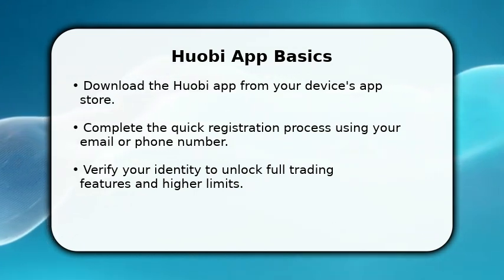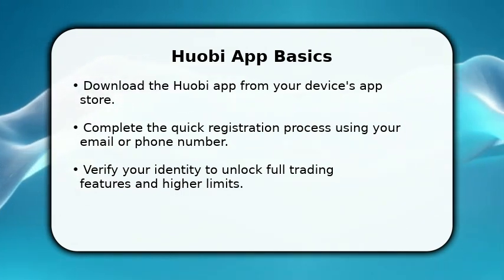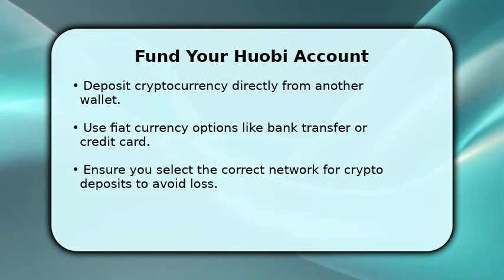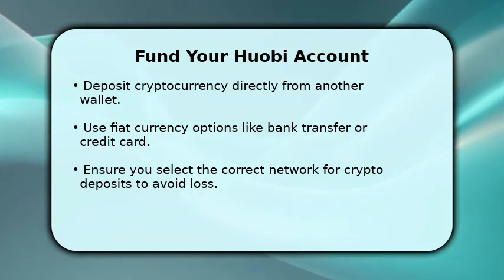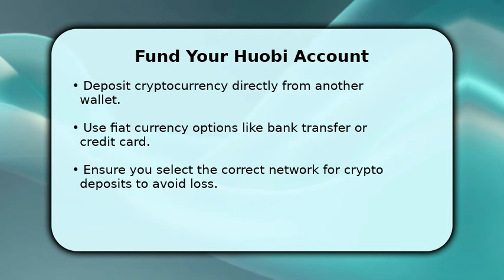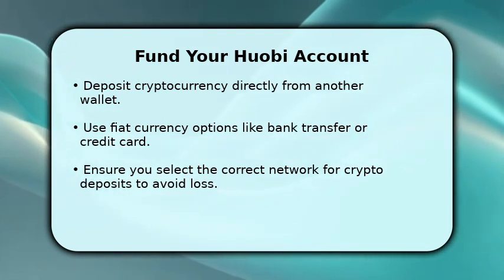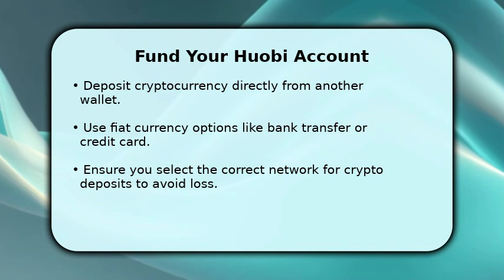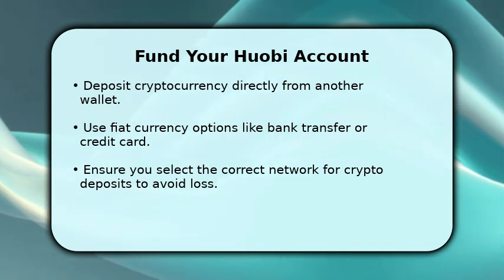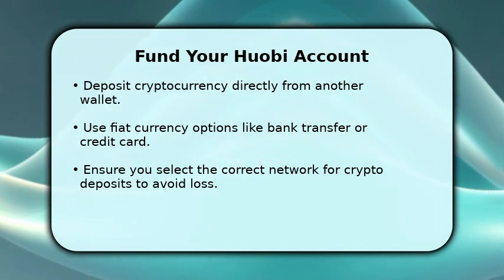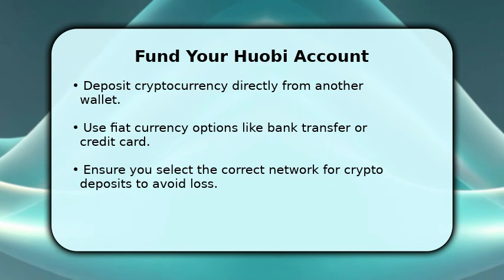This step is crucial for unlocking all trading features and increasing your transaction limits, ensuring a smooth and secure experience from the start. Once registered, funding your Huobi account is straightforward. You can deposit cryptocurrency directly from an external wallet, making sure to select the correct network to prevent any loss. Alternatively, use fiat currency options such as a bank transfer or a credit card to add funds. Huobi supports various methods, offering flexibility to suit your preferences for quick and easy deposits.